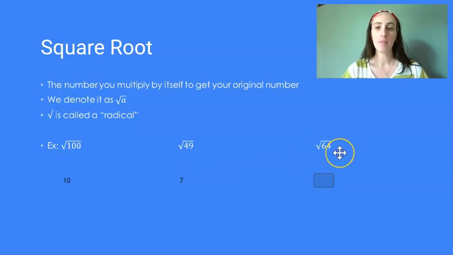Last example, square root of 64. What number times itself equals 64? And that would be the number 8. 8 times 8 equals 64, so the square root of 64 is 8.